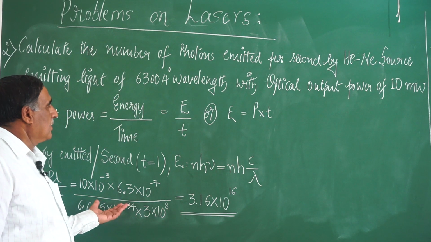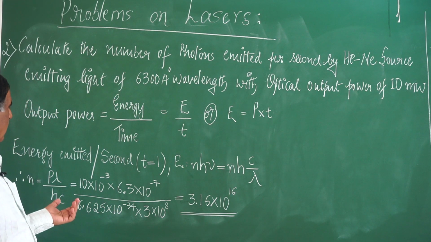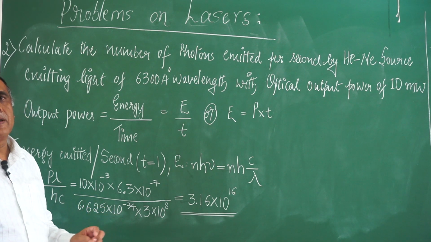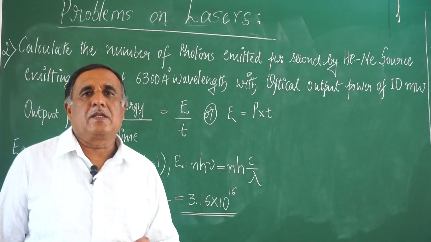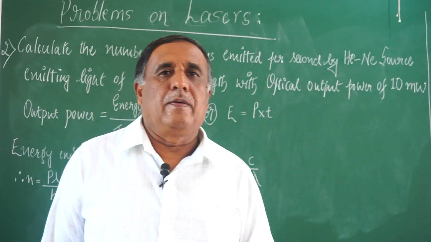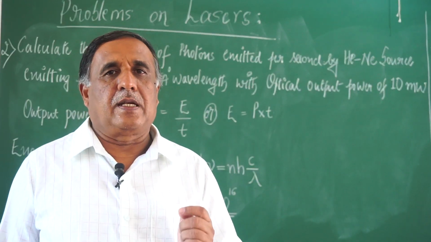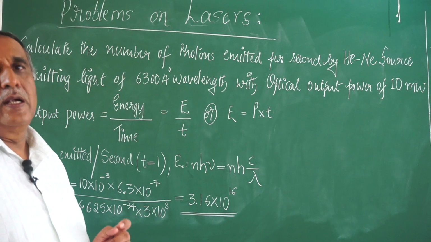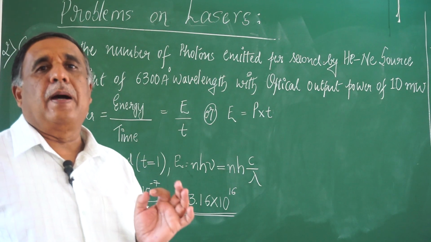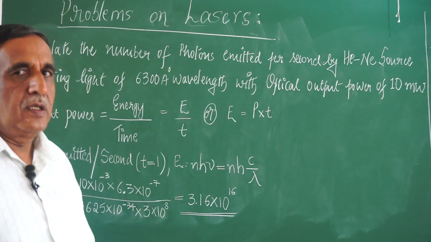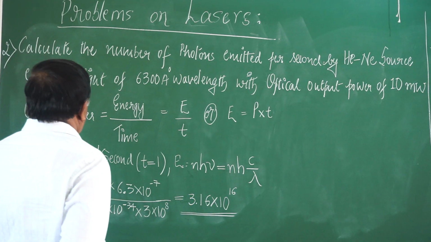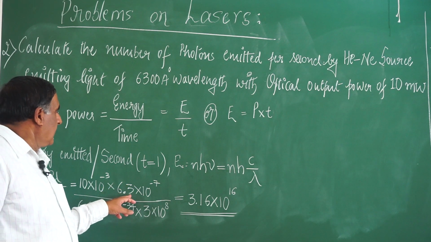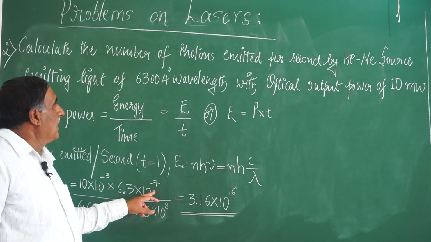If you make the substitution, usually this P is given in milliwatt, but the SI unit of power is watt, so it has to be converted to watt. Milli means 10^-3. In this case, 10 milliwatt means 10 × 10^-3 watt. This conversion has to be taken care of. So, it is 10 × 10^-3 and 6.3 × 10^-7.